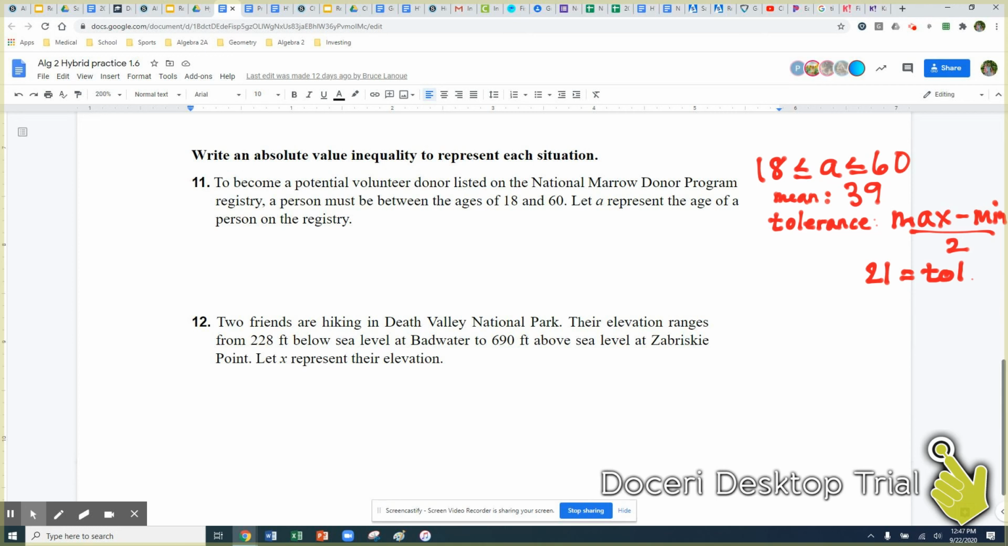So now I'm going to start creating my absolute value inequality. To find that absolute value inequality, it's going to be a conjunction, and it's going to follow this model: A minus the mean has to always stay less than or equal to the tolerance. So we're going to have the absolute value of A minus 39, our mean, has to stay less than or equal to 21.